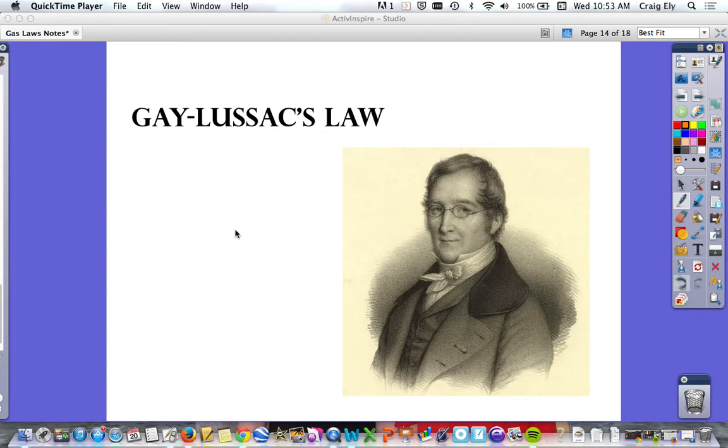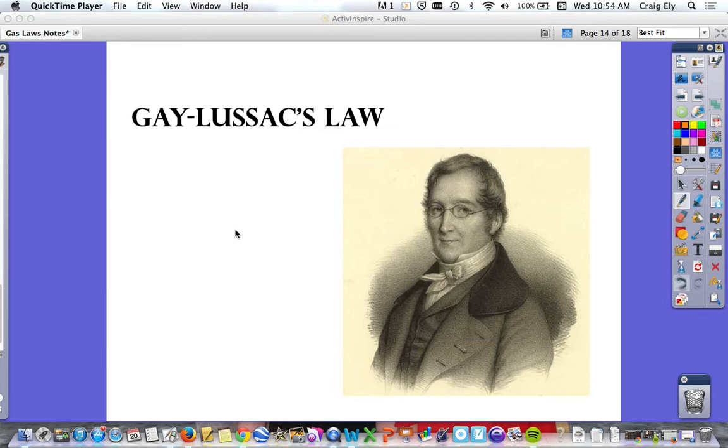About our third gas law. This is called Gay-Lussac's law. And yes, I know, the name sounds funny. He's a French scientist who figured out the relationship between temperature and pressure and volume when you look at gases.